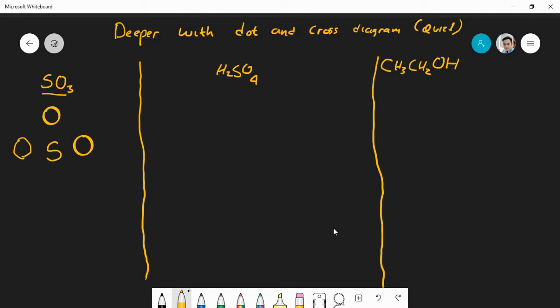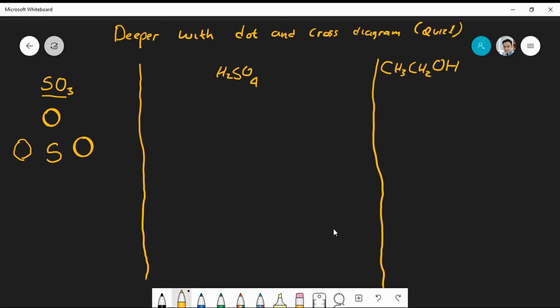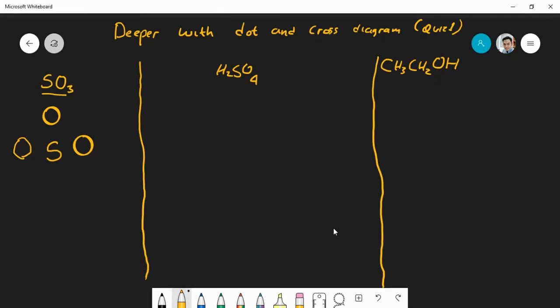And then after you identified the center atom and surrounding atoms, the next step will be drawing the valence electrons of the surrounding atoms. So oxygen is group 6, so you will expect 6 electrons. 1, 2, 3, 4, 5, 6. All of them, write down 6 electrons like this.